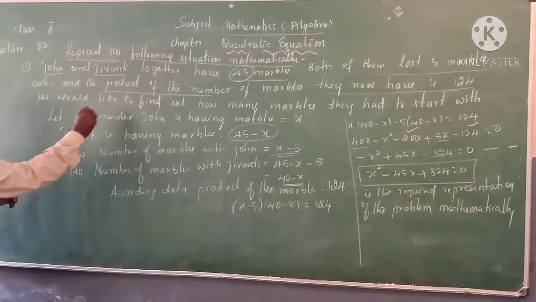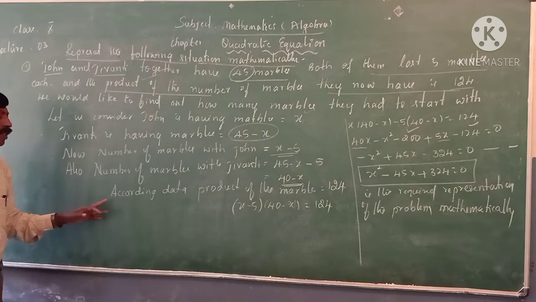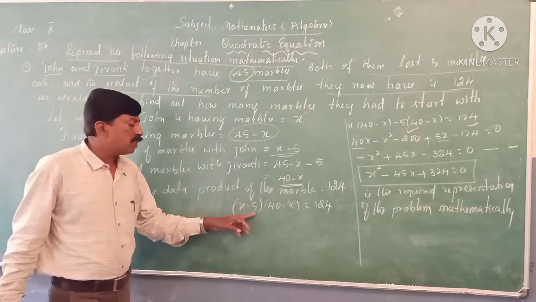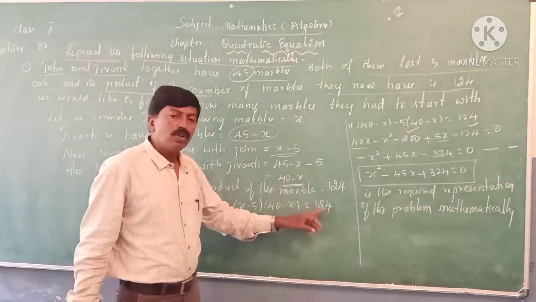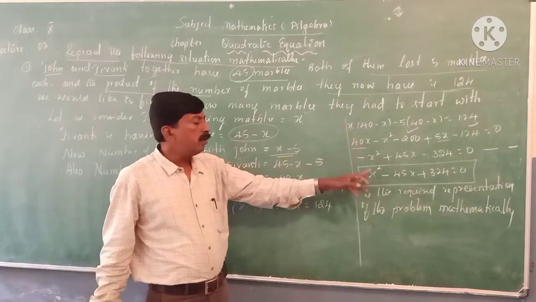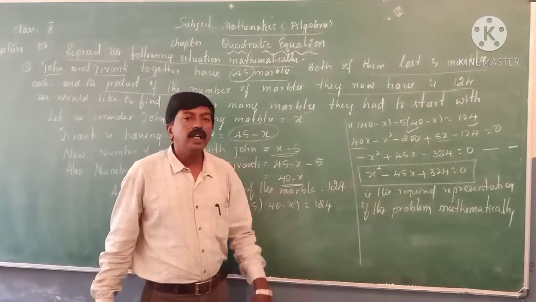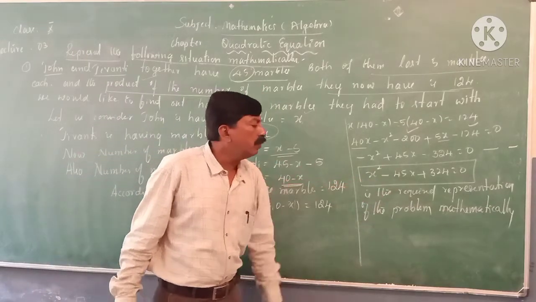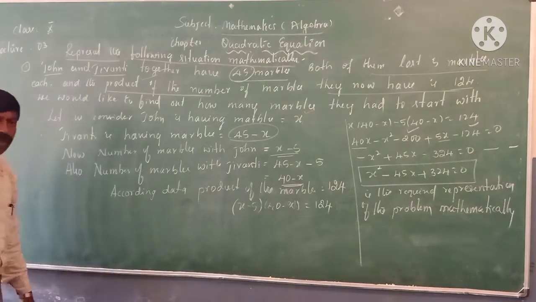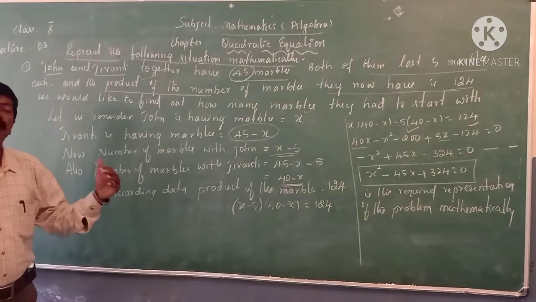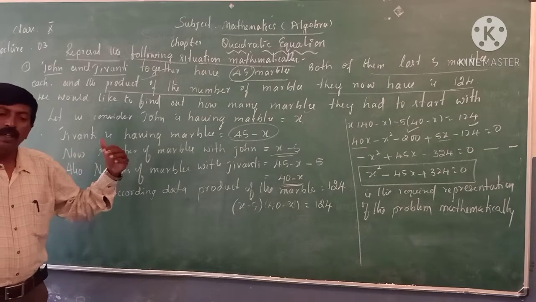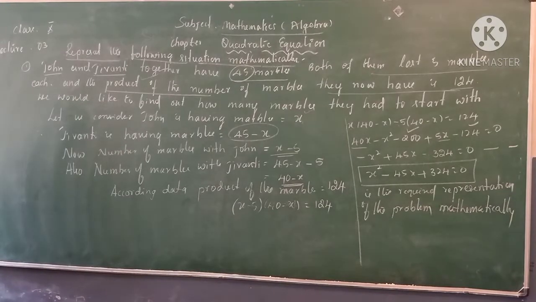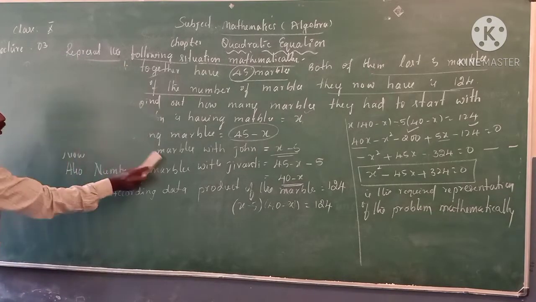Now as per the data, the product of the marbles is 124. Therefore, x minus 5 into 40 minus x is equal to 124. So you can simplify, and we get a quadratic equation which satisfies this condition, that is x square minus 45x plus 324 is equal to 0. That is the required quadratic equation. Like this, we have to convert a verbal problem into a mathematical problem. So I pass on to the second one.